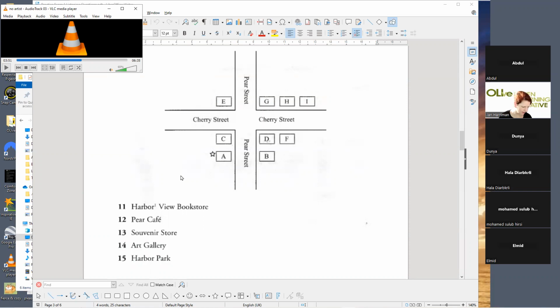So let's see, what did you get for 11? That one was the easy one. I think it's A. Yes, it's A, right? Because that's our starting point, the bookstore. Okay, where did we find the Pear Cafe? B. Yes. Ooh, C. What was B? Say C. Yes, it was C. Did anyone remember what was in B? Library. Yes, that was the library. Not on our list, so we didn't need to write it down.